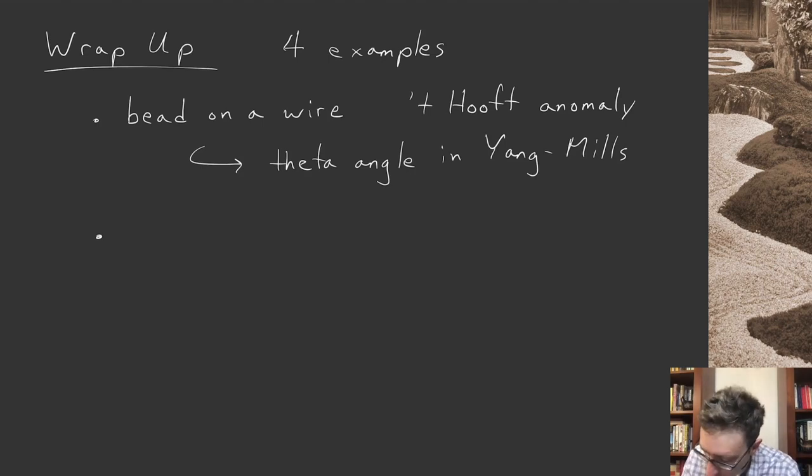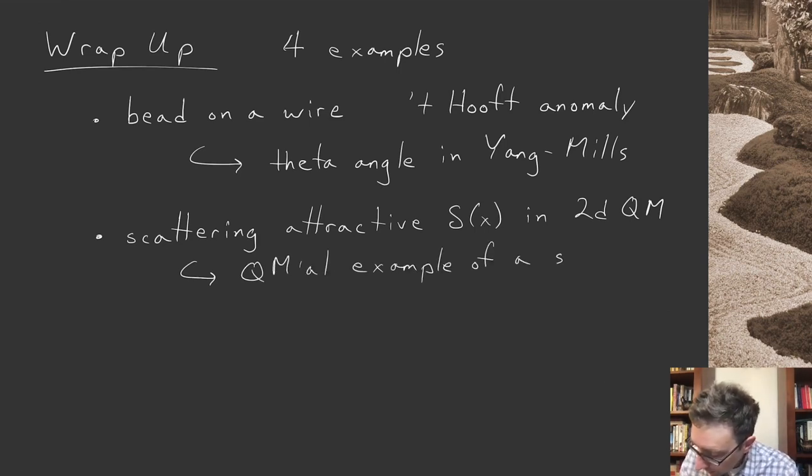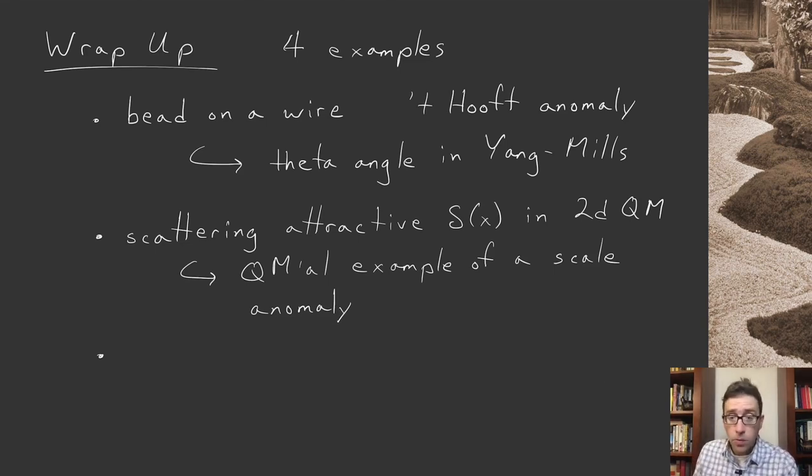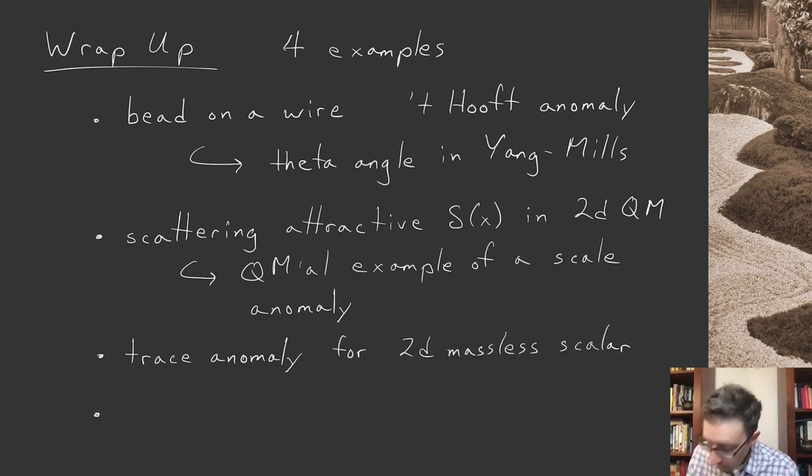Our second example was scattering off an attractive delta function in 2D quantum mechanics. It had to be two-dimensional or else I didn't have a scaling symmetry, a classical scaling symmetry. And we saw this was a quantum mechanical example of a scale anomaly. And then we had two quantum field theory examples. We discussed the trace anomaly for a 2D massless scalar field, a relatively famous example. And then finally, I discussed some more recent work about boundary trace anomalies.